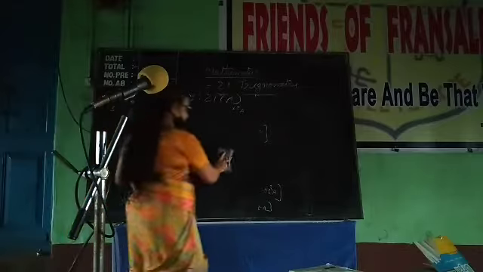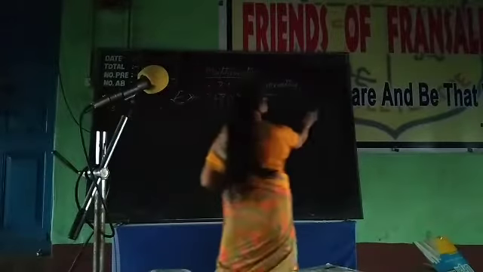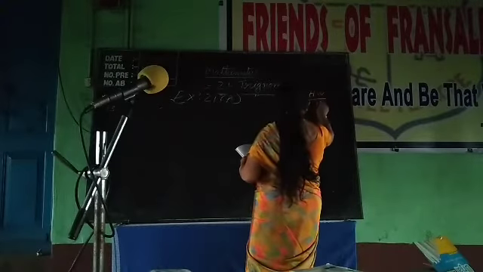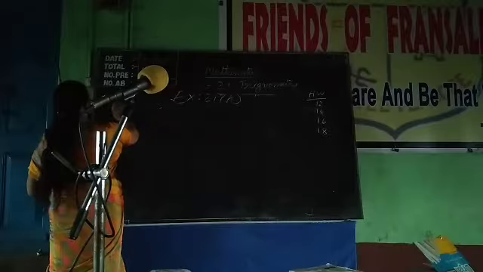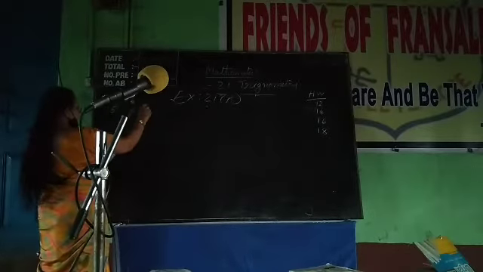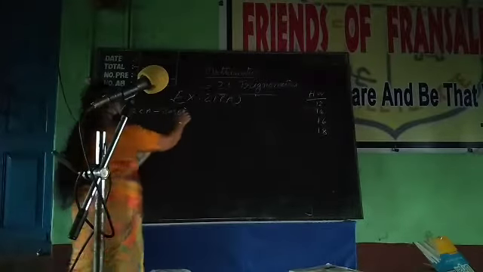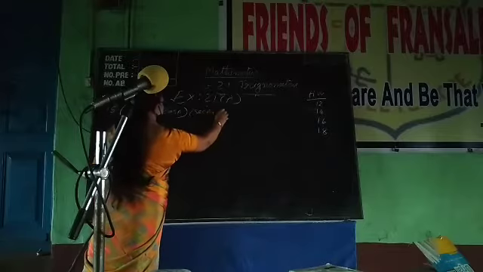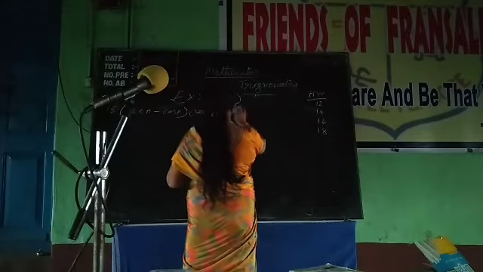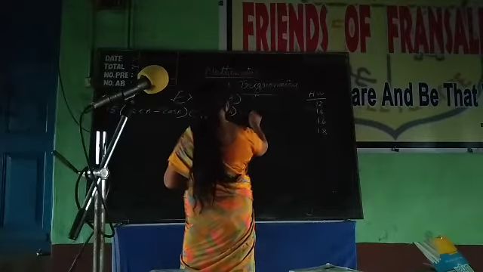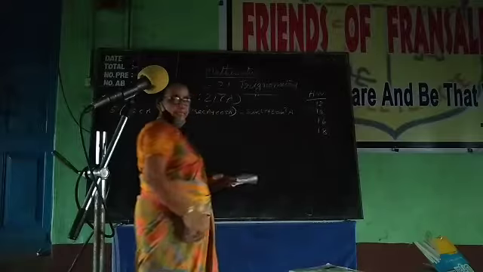14th one homework. What it is, same as: sec A minus cos A multiplied by sec A plus cos A is equal to sin square A plus tan square A. Sin square A plus tan square A.